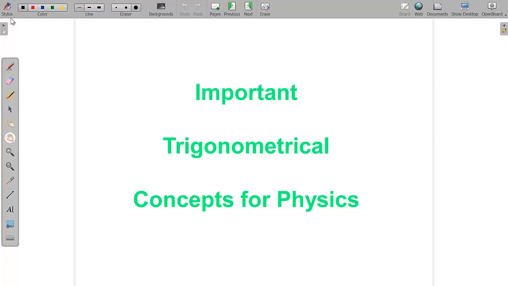So this will be small videos wherein I will be explaining some important concepts which will be useful in physics. This video is regarding trigonometrical concepts. So let's start. Here what I will be explaining mostly is the concepts related to the quadrants.